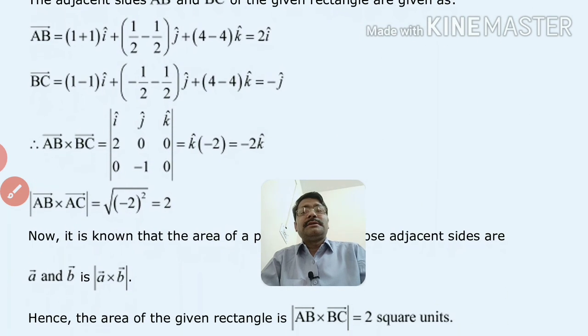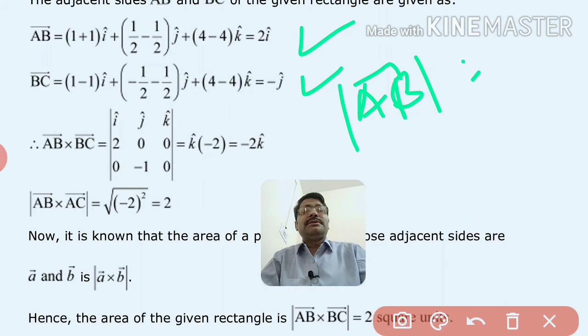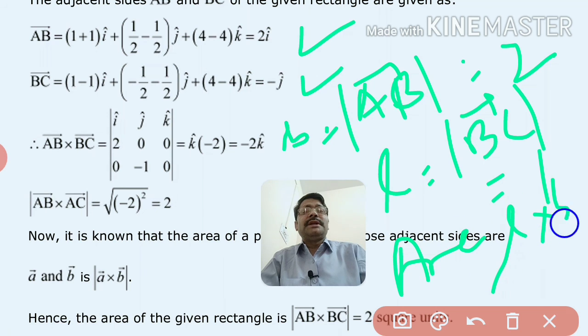Now first you find AB. AB will be B minus A, that will be 2I cap you will find. Now BC you will find that it will be C minus B, that is equal to minus J. Now AB modulus is 2 and BC modulus, that is the length, will be the modulus of minus J, that is 1 you get. Now length into breadth equals 2 into 1, that is 2 you can get directly. Okay, so this is very simple.